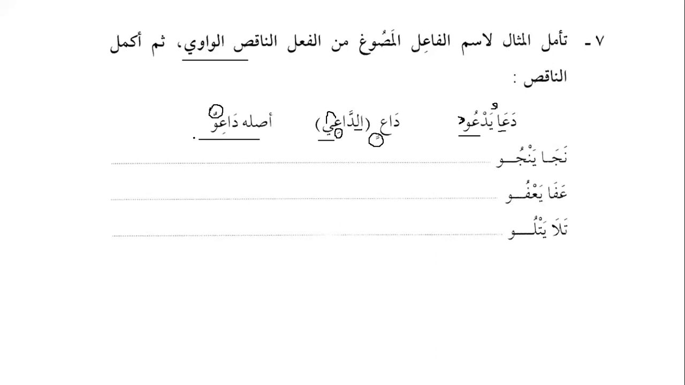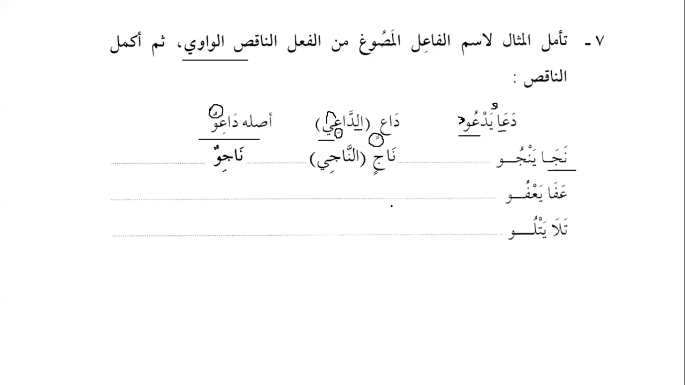Naja yanju, najin. Fahuwa najin. And when we put al with that, it will be an-naji. Yeah, and asluhu najiun. Excellent. Then we have afa yafu. Okay, naja yanju. Do you remember the meaning of naja yanju? Yes, to save. To save from punishment, yes. And then you take it to najja yunaji, to save someone from something, yes.